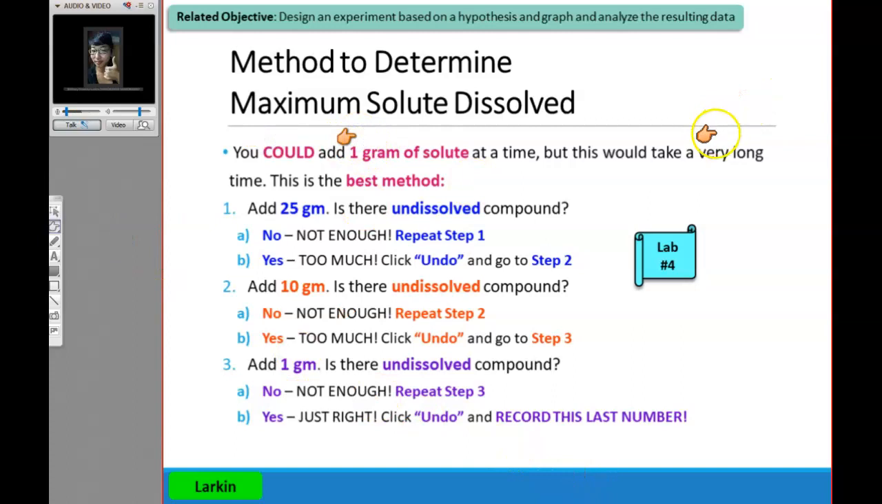Okay? And again, if for some reason you want to add 1 gram of solute at a time, you can. It just takes a long time. Remember, this is the faster method. Add the big spoon. If there's no undissolved compound, keep on adding more. If there's too much, click undo. Then start with your medium spoon. If it all dissolves, add more. If it doesn't all dissolve, click undo. And then go to your small spoon until there's no more undissolved compound. Click undo once, and that last number will be your answer. And that's how you will do number 4 for 0 degrees, 20 degrees, 60 degrees, and 100 degrees of water. Okay, so big, medium, small if you want to do it faster.